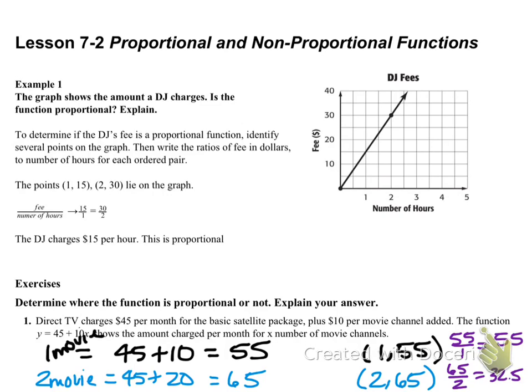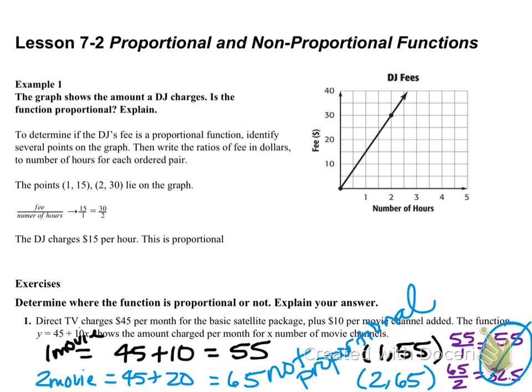We get 32.5. So essentially, the more movie channels you get, the smaller that proportion is going to be per movie channel. You can see that those two numbers are not equal, so it is not proportional. When we divide 55 by 1 for one movie channel, we get 55, and for two movie channels, it's $65, which gives 32.5.